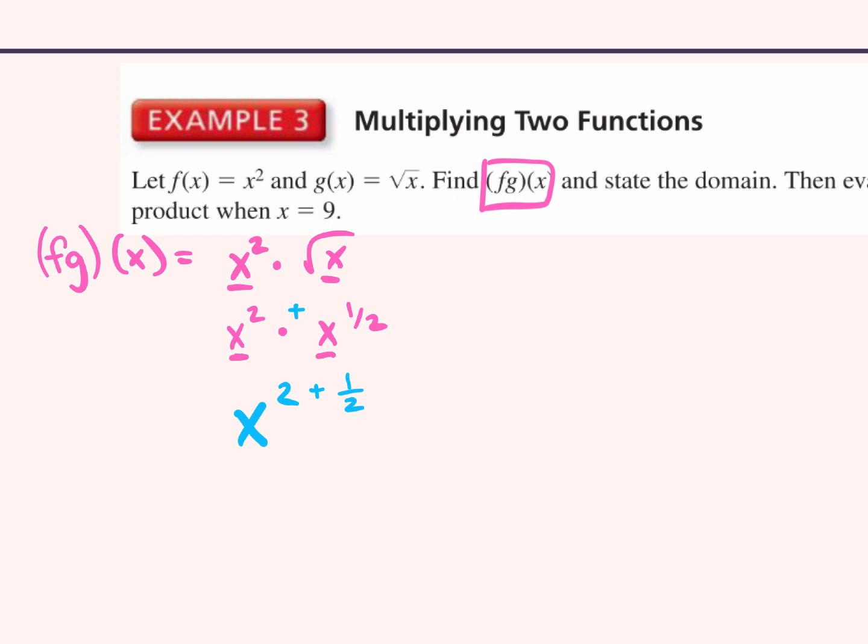So we did this on the test on Friday. How do I add fractions? Common denominator. So I'm going to change 2 to be 2 over 1. How can I make 2 over 1 have a denominator of 2? Multiply the top and the bottom by 2. So I'm going to change it to 4 over 2. Now what do I do to add them? Add the numerators. So I get 5 over 2. So f times g of x is equal to x to the power of 5/2.